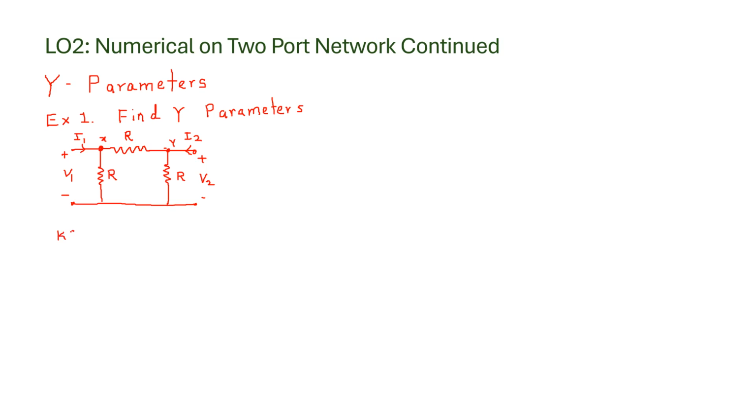Now let us write KCL at node X. So this current is entering, so it is plus I1. Now the current in this resistor is leaving, so we can write it as minus (V1 minus V2) divided by R, and this current is also leaving, so you can write it as minus V1 by R, equal to 0.